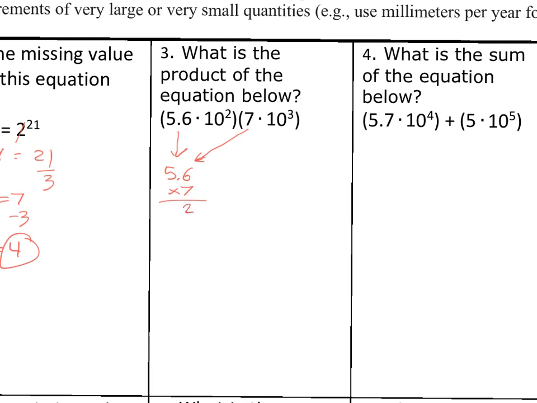42, and 7 times 5. That's right, you got it. 35, 36, 37, 38, 39 plus that 4. 62, 392. However, that looks way too big. How do we get 5.6 times 7 to 392? There's something that just doesn't look right. I wonder what that could be.